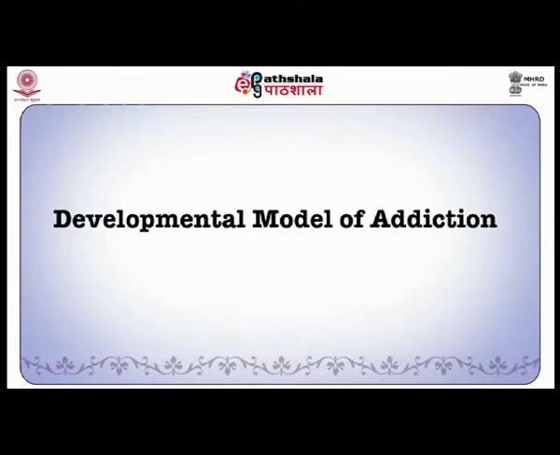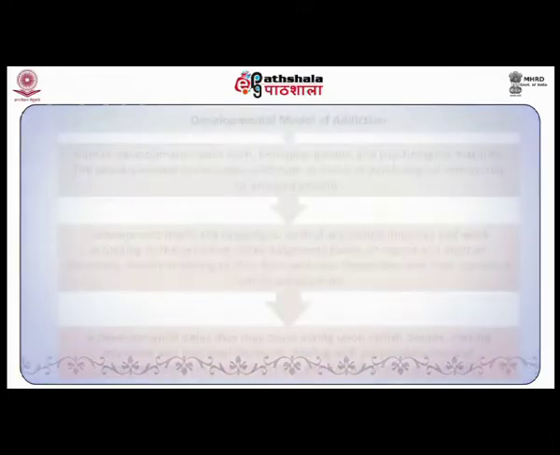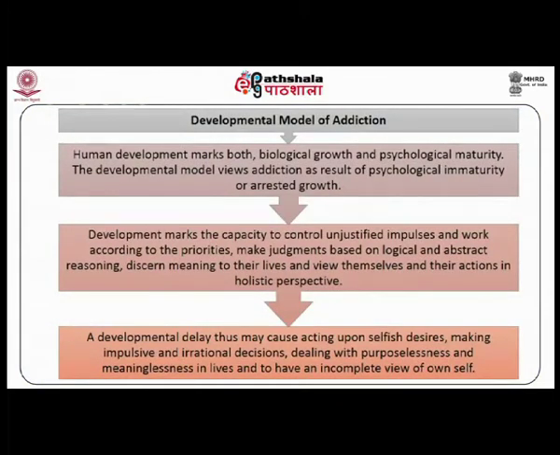The fifth theory of models of addiction is the developmental model of addiction. Human development marks both biological growth and psychological maturity. The developmental model views addiction as a result of psychological immaturity or arrested growth. Development marks the capacity to control unjustified impulses and work according to priorities, and to make judgments which are based on logical and abstract reasoning. Meaning is also there in their lives, and they view their actions as holistic in perspective. A developmental delay thus may cause acting upon selfish desires, making impulsive, irrational decisions, dealing with meaninglessness in life, and also having an incomplete view of their own self.